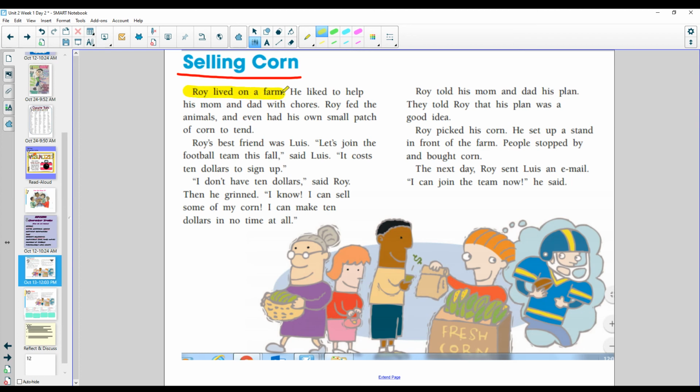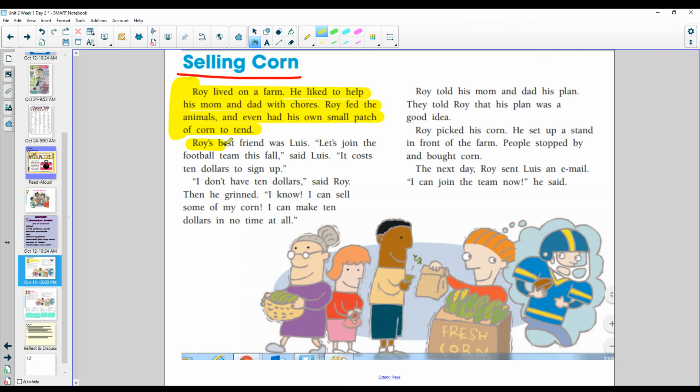Roy lived on a farm. He liked to help his mom and dad with chores. Roy fed the animals and even had his own patch of corn to tend. After that first paragraph, I'm thinking that Roy is a hard worker. He helps with chores, he feeds the animals, and he also raises his own corn. So right here in this first paragraph, I learn more about Roy, and I could say he's a hard worker. He likes to do chores.